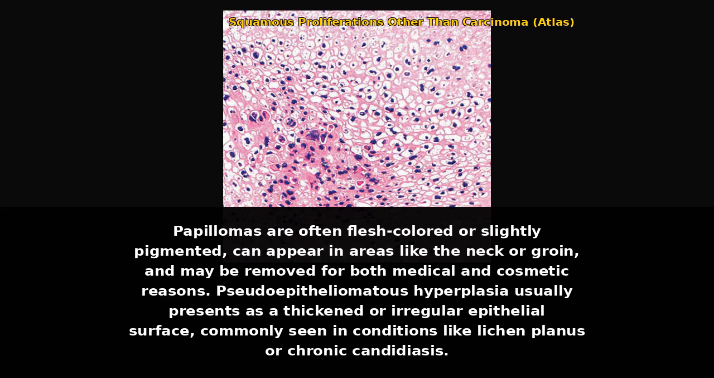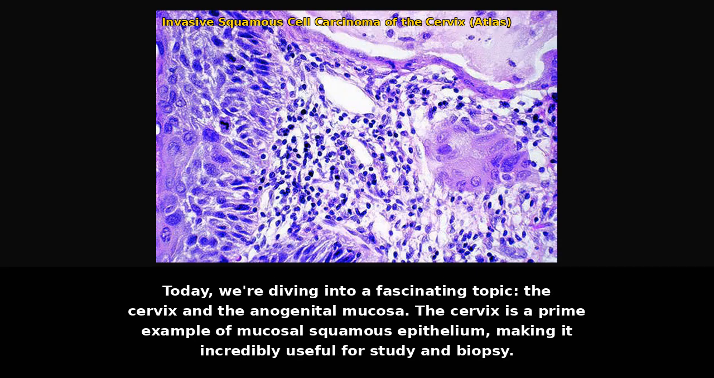Pseudoepitheliomatous hyperplasia usually presents as a thickened or irregular epithelial surface, commonly seen in conditions like lichen planus or chronic candidiasis. Today, we're diving into a fascinating topic. The cervix and the anogenital mucosa.